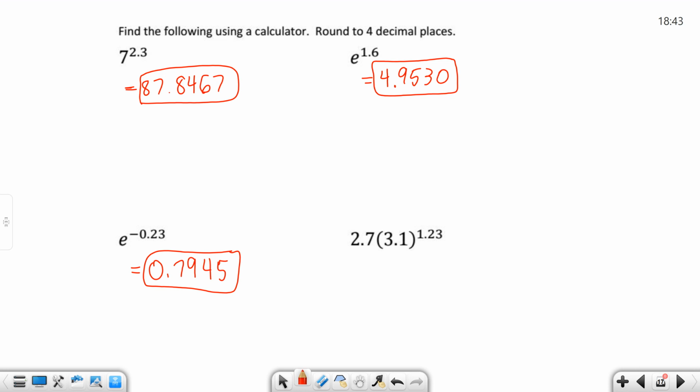And then 2.7 times 3.1 to the 1.23. Bunch of 1s, 2s, and 3s, and then I got a 7 thrown in there. What's being raised to the power? So what you have to do first is this part. You have to do that part first. So we have to say 3.1, raise it to a power, 1.23 on mine, I have to hit equals.